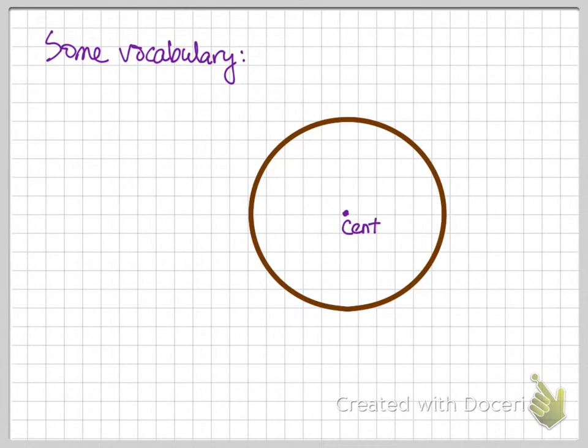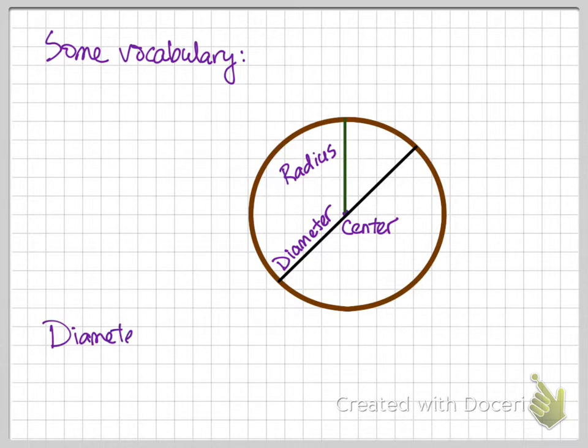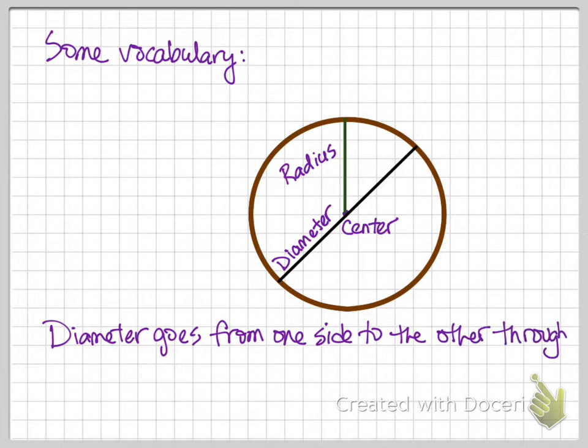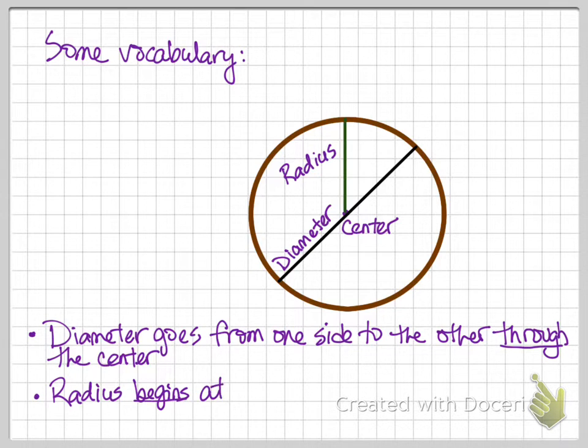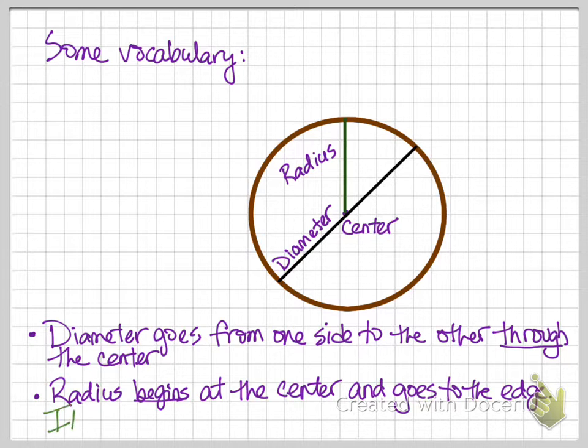Before we get started, let's go over some vocabulary that you need to know in order to work with these. So the center, of course, is the middle of the circle. The diameter goes from one side of the circle through to the other, but it must go through the center. The radius starts at the center and goes to the outside of that circle. Its relationship with the diameter is that it is half of it. So the diameter goes all the way across, and the radius is half that length, and it begins at the center and goes out to the edge.